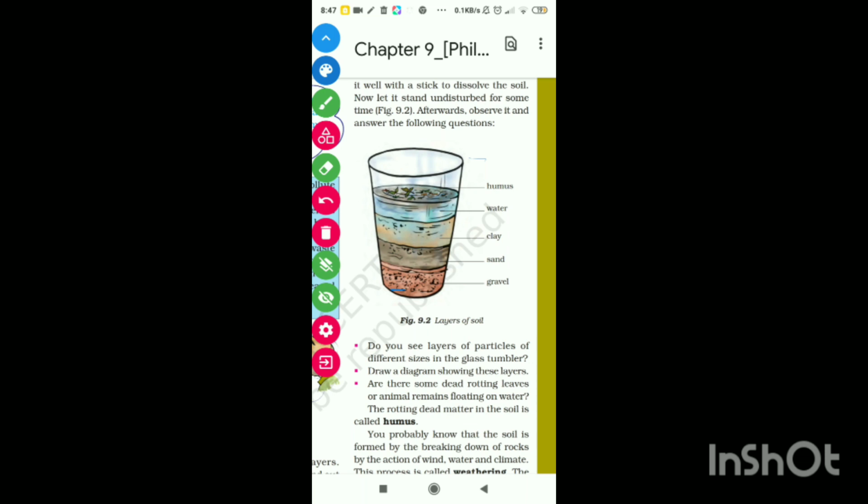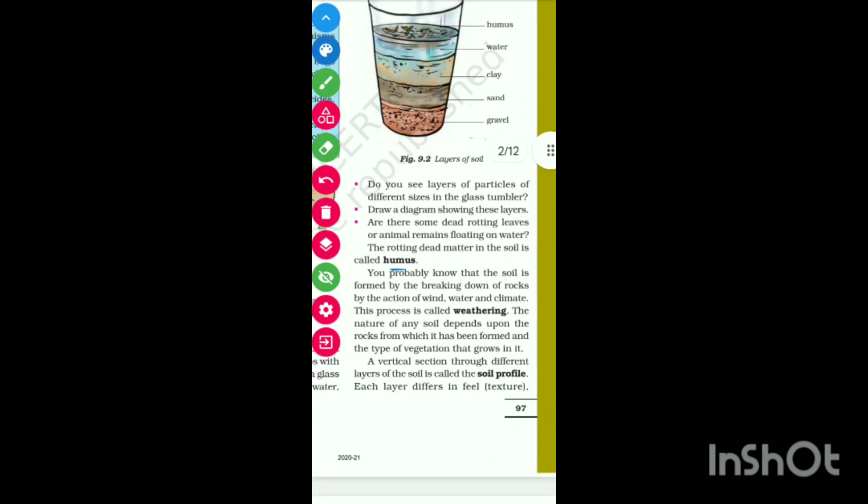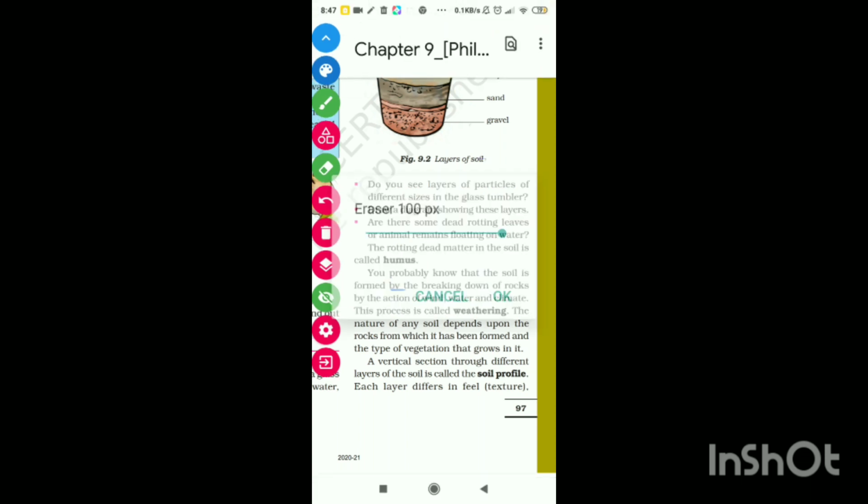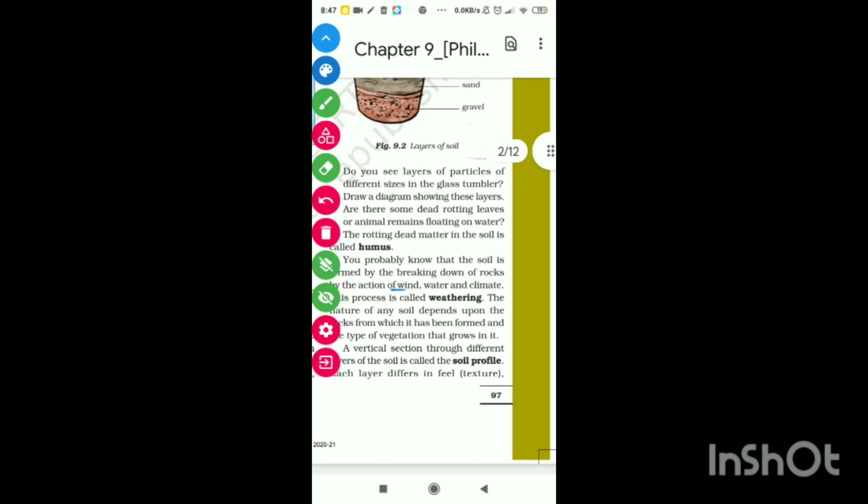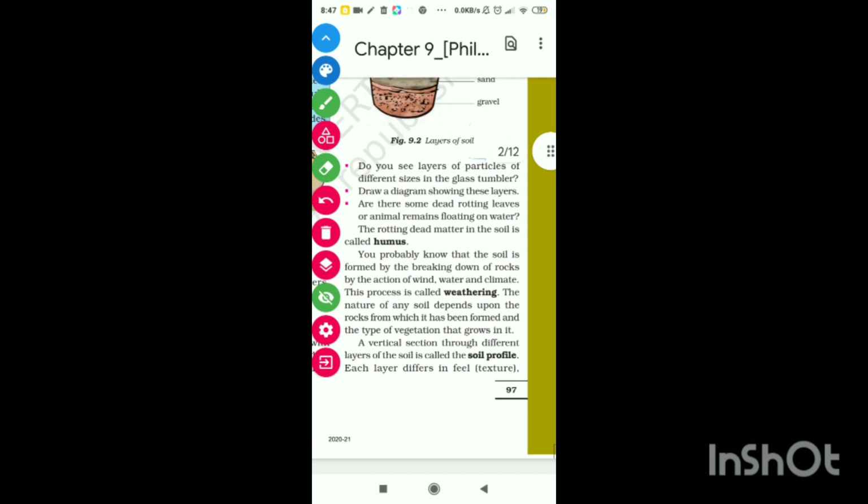And how is soil formed? So now we will get to know how soil is formed. You probably know that the soil is formed by the breakdown of rocks by the action of wind, water, and climate. This process is called weathering.